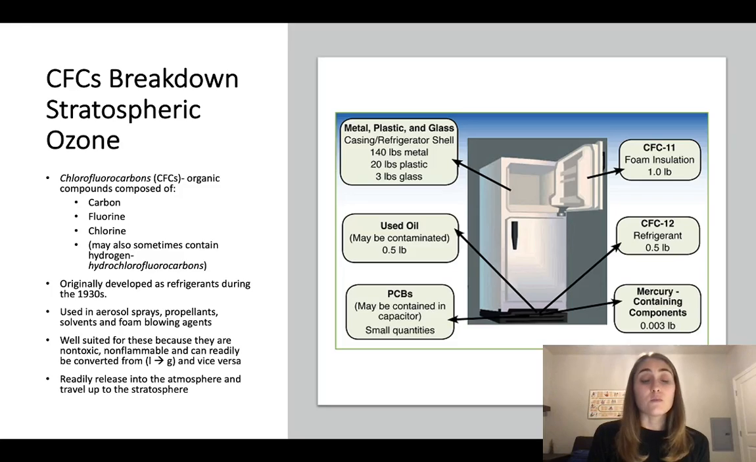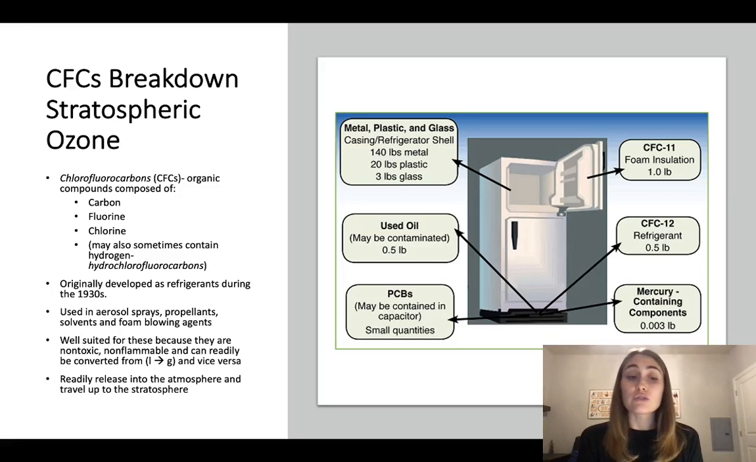These are human-made. It's a human-made compound that contains chlorine, fluorine, and carbon, just like the name suggests, and sometimes hydrogens if we're talking about hydrochlorofluorocarbons, but usually just CFCs.